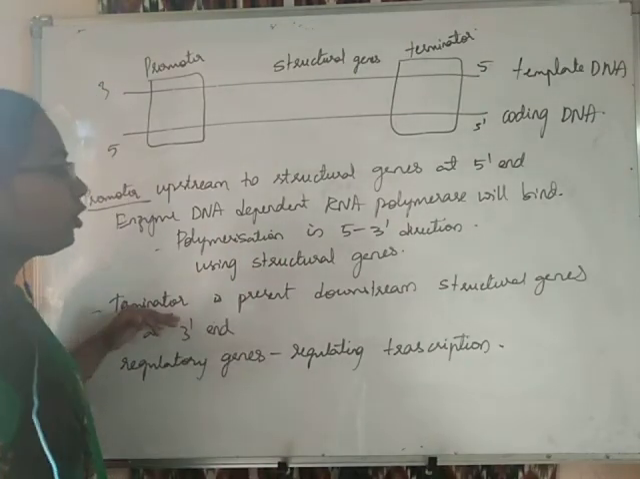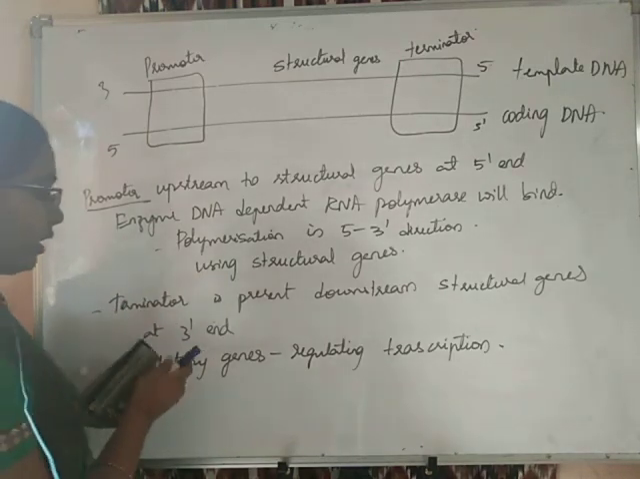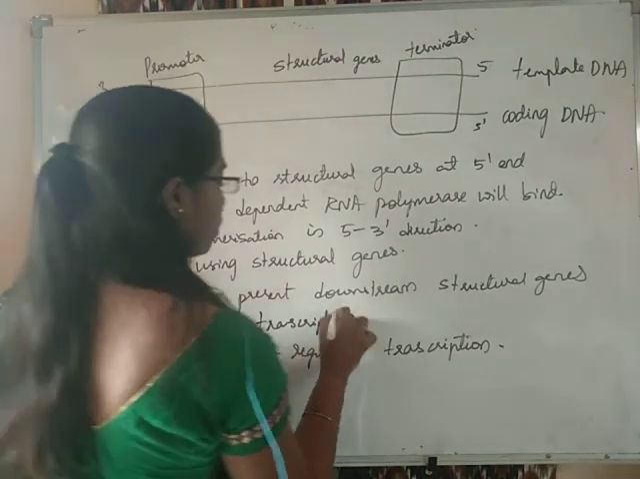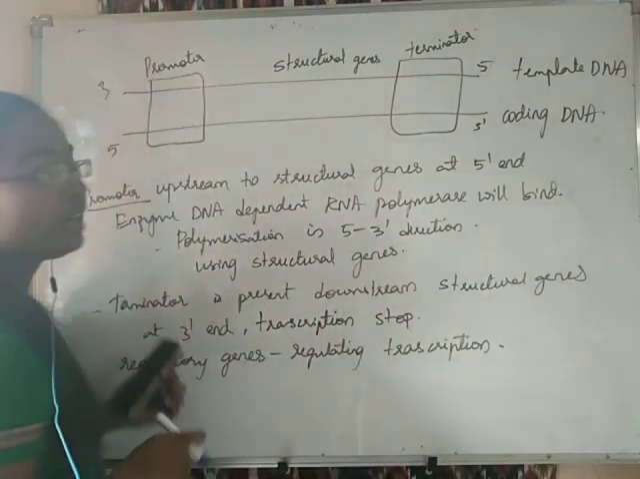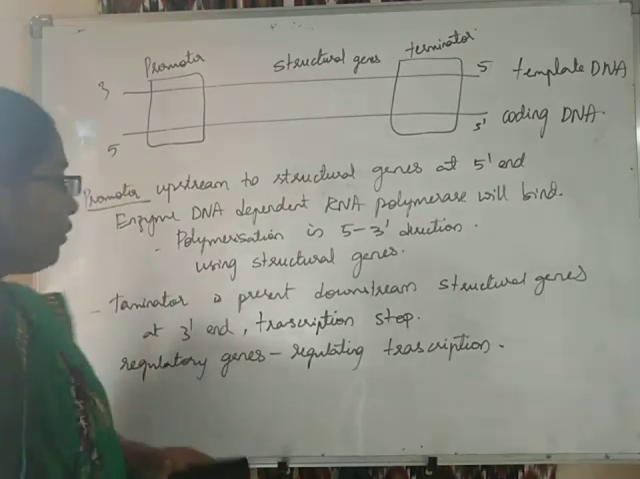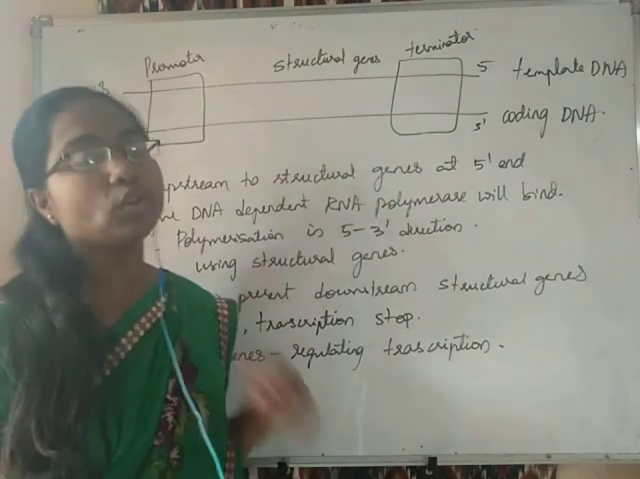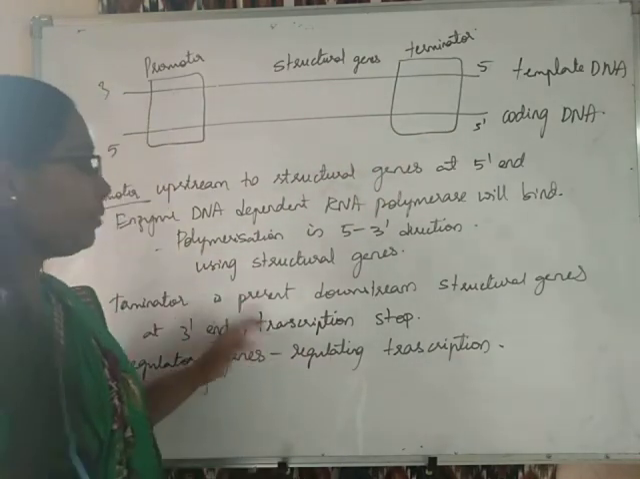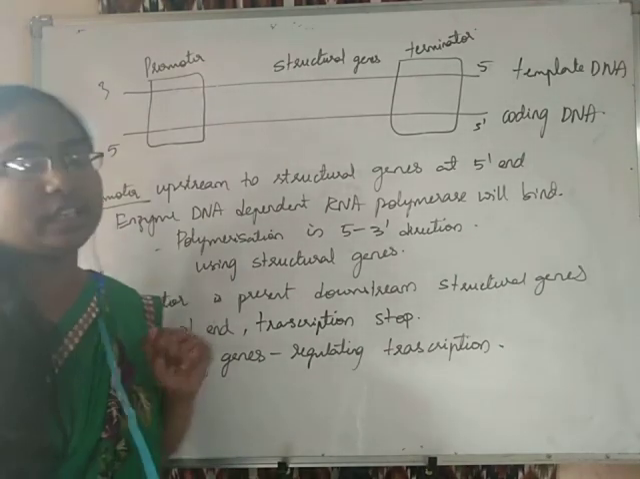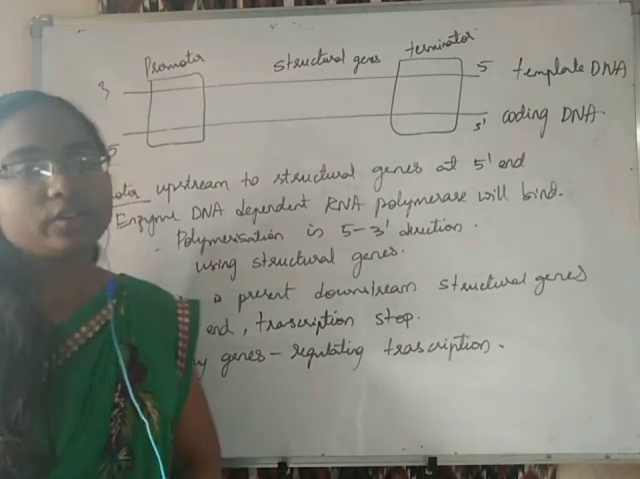Then after reaching the terminator, that is the place where the transcription is stopping. Terminator is the place where transcription stops. Reaching the terminator indicates that the transcription has to stop. So after reaching the terminator, which is present downstream to the structural genes in the 3' end of the coding DNA, the transcription will be stopping. Okay, and the regulatory genes are also present in the structural genes which are involved in regulating the transcription. Okay, so this is all about a transcriptional unit.